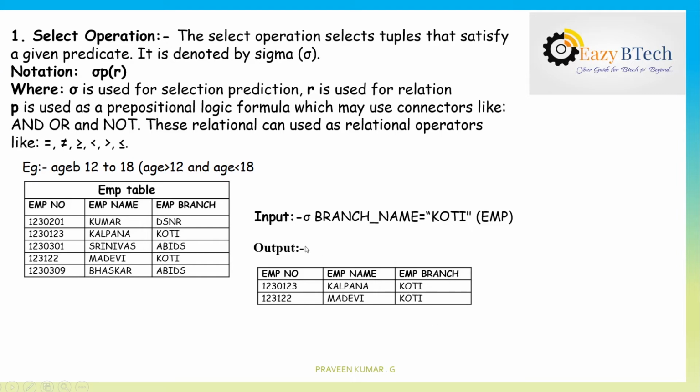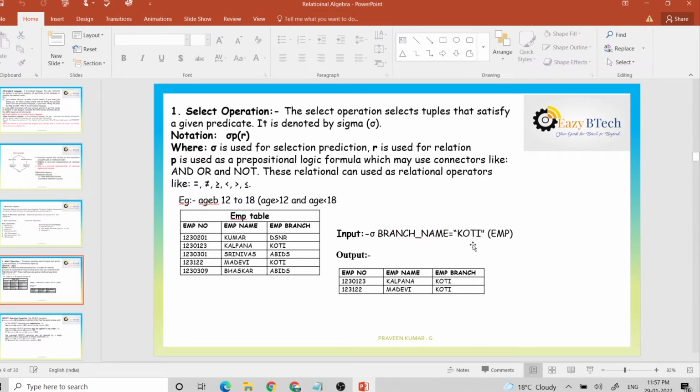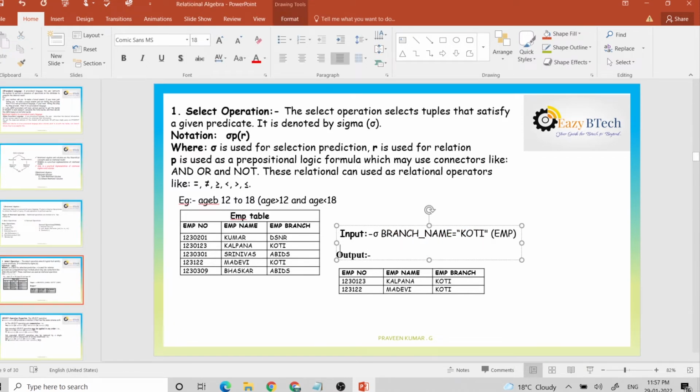Suppose I want to know about an employee whose name equals Kalpana, or employee name equals Kumar. How do we write it? Select EMP name equals, instead of branch we give EMP name. Suppose I write it like this. I am unable to get this symbol. Suppose select some employee name, EMP name equals some Kumar.